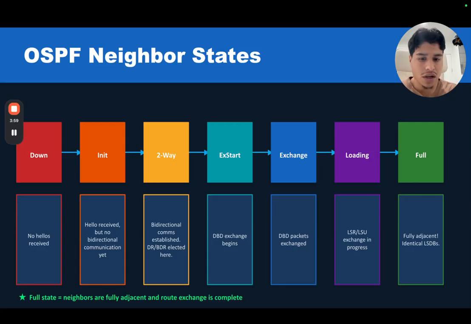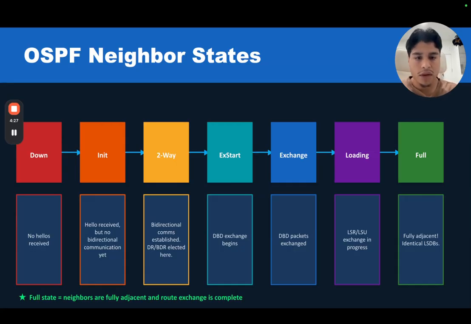In exchange, the database description packets are now fully exchanged. And in loading, the link state requests and link state updates exchange is in progress. So this is where any information that is shared between the routers in regards to other neighbors that they might have. And then it'll finally reach full. And in full, this is when they are fully adjacent and have identical link state databases.